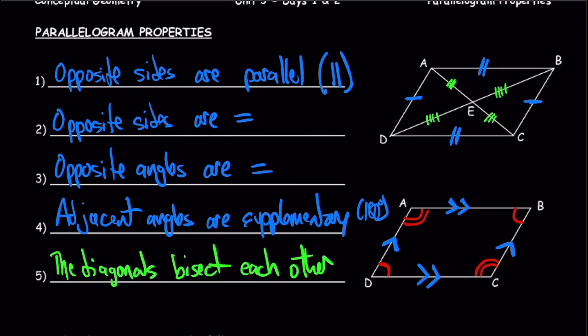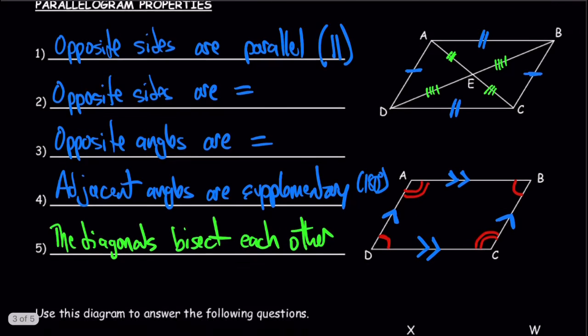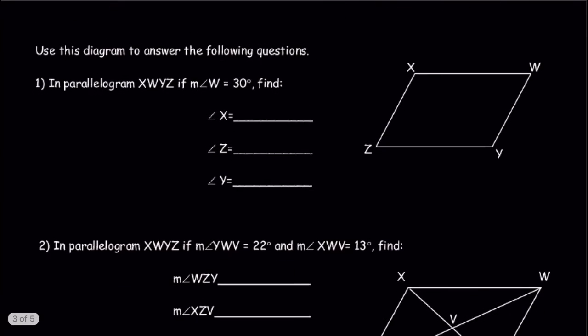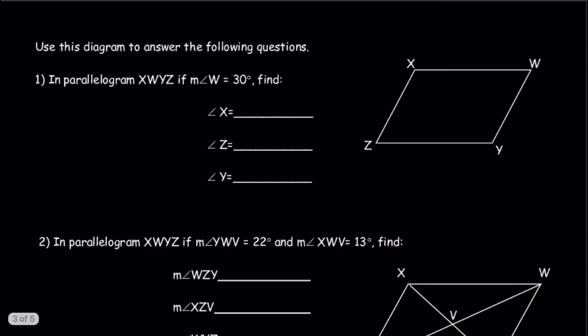So that's it. There's only 5 properties that we need to know, and then we're going to apply those to some diagrams and find some missing angles today. So I want you to use the diagram to the right to answer the following questions. In parallelogram XWYZ, if the measure of angle W is 30 degrees, so let's mark that in the figure, find basically all the other angles.